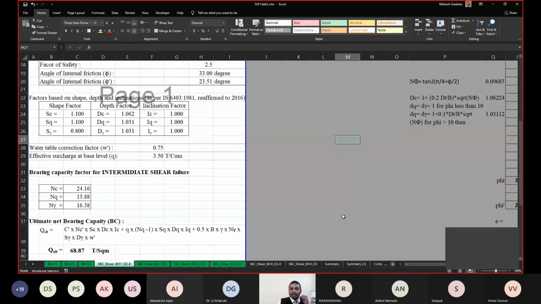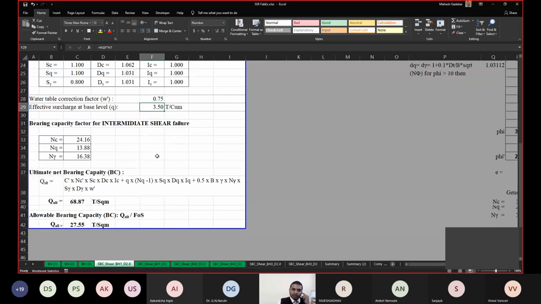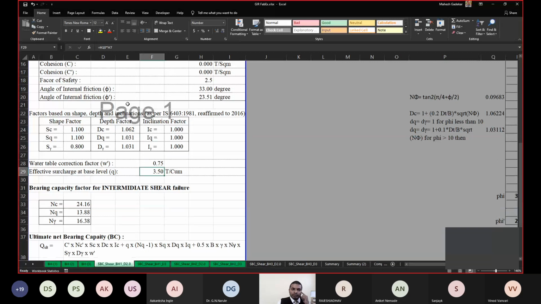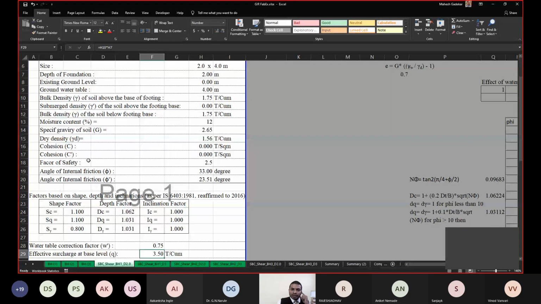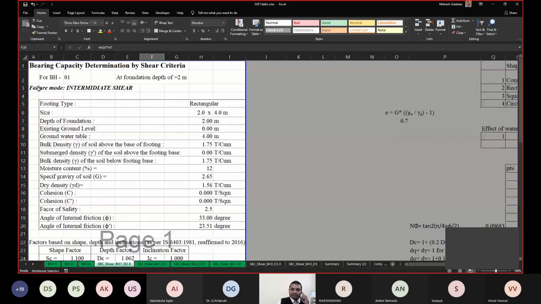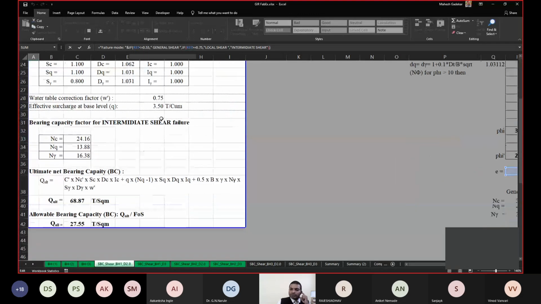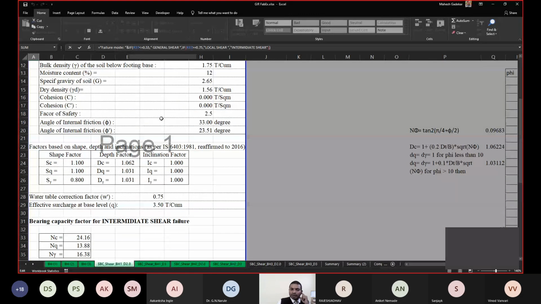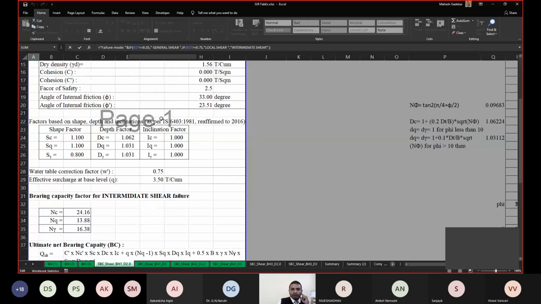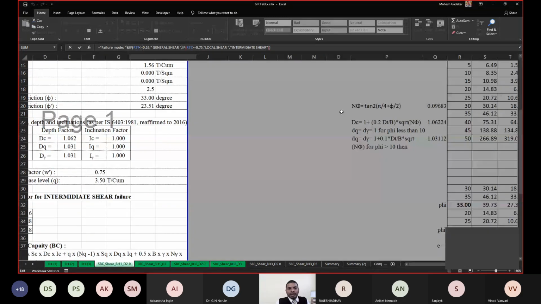Then corrections should be applied, and effective surcharge should be calculated based on the type of the failure. If you see over here, I have mentioned which type of failure will be there. I have checked for the R37, that is this E value, and based on the E value, I have given the judgment. It is from the IS code only.